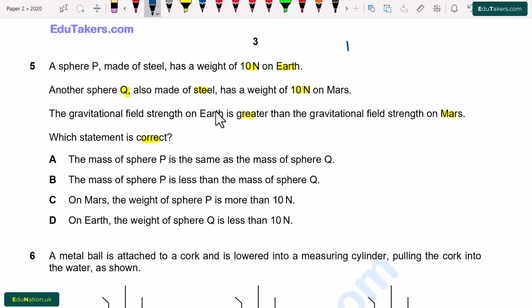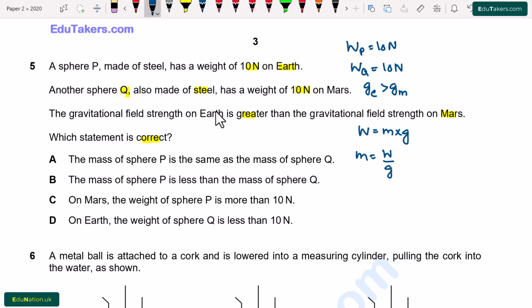So I write here weight of sphere P is equal to 10 Newton, which is on the surface of Earth, while the weight of the sphere Q is also 10 Newton, which is on the surface of Mars. And it is given that the gravitational field strength on the surface of Earth is greater as compared to gravitational field strength on the Mars. So we know that weight is equal to mass multiplied by g. So mass will be equal to weight over g.